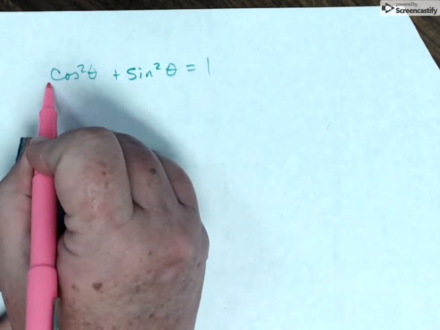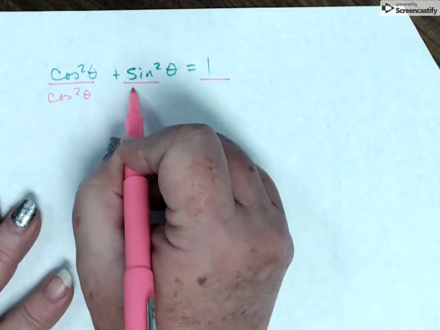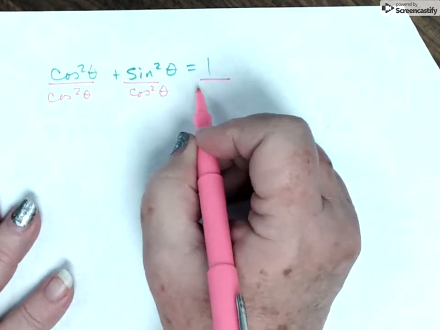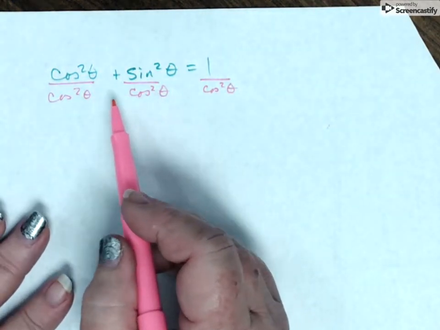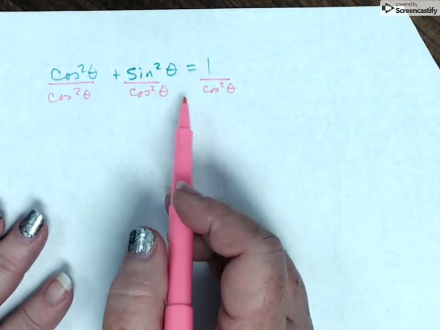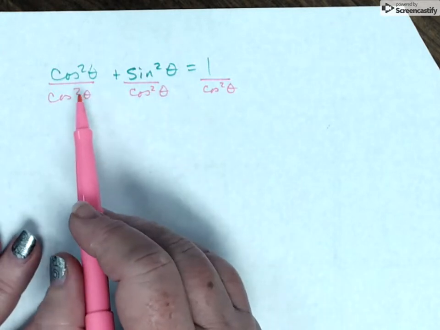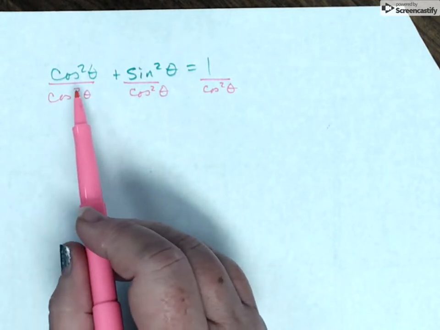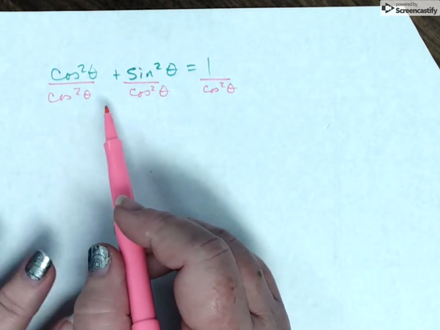I'm going to divide every portion of this problem by cosine squared theta. Now, the reason that I'm doing that is because I am going to be proving the other identity. And sometimes you just have to manipulate the equations. That's not something you would be expected to know that you were supposed to do. I just want you to see where it's coming from.